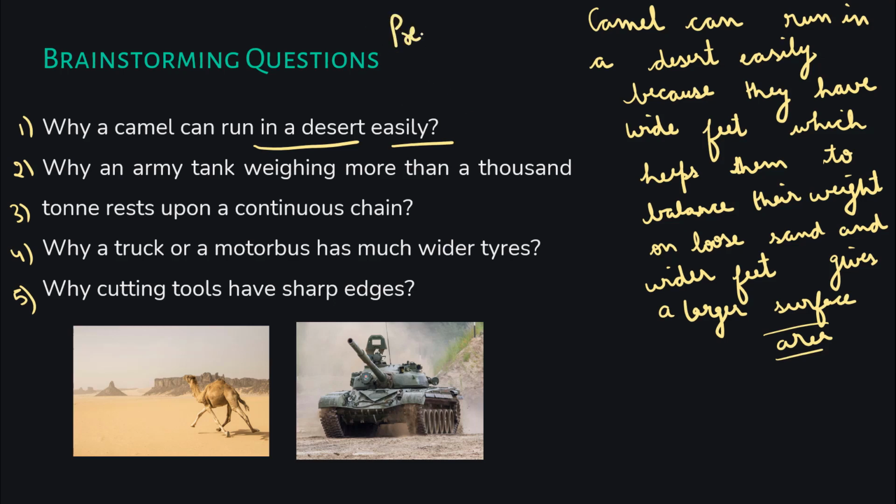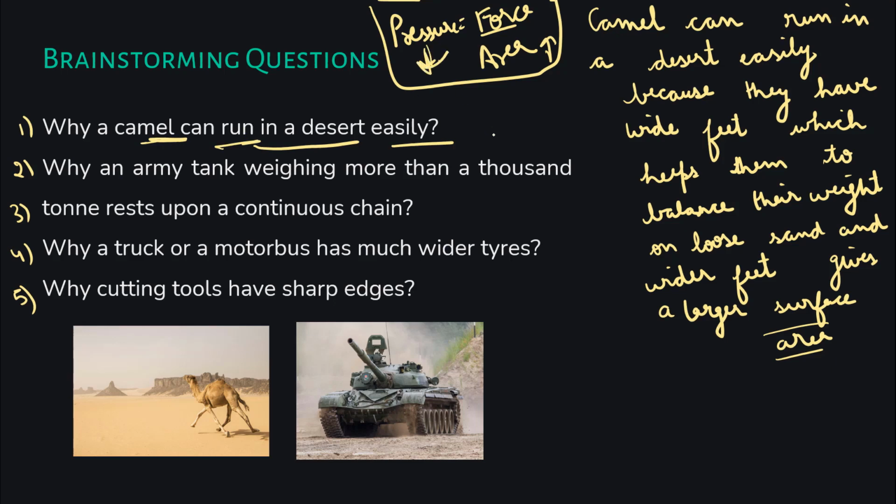Because we know that pressure is dependent on area. It is inversely proportional to area, right? So as your area increases, your pressure will decrease, right? So why can a camel run faster? Because the pressure is less. Why? Because they have wider feet. Wider feet means larger area. Larger area means less pressure. Less pressure means lesser impact, right? So they can run fast. They can run easily in a desert, right? So it is all because of pressure. Okay, because the wider feet give them a larger area and it decreases pressure.